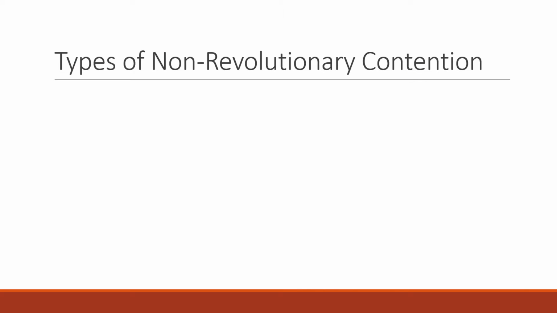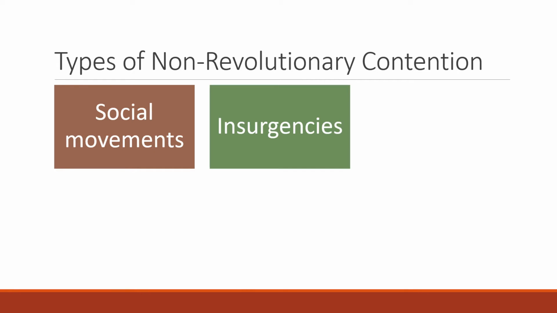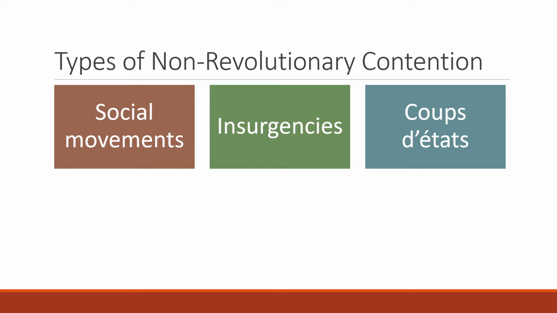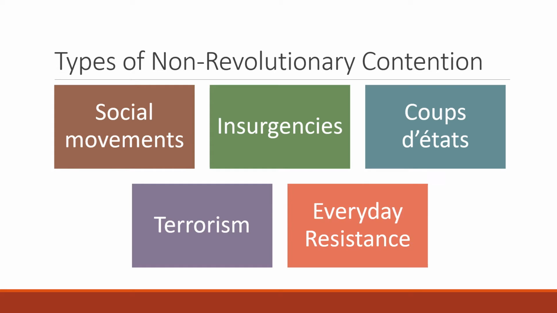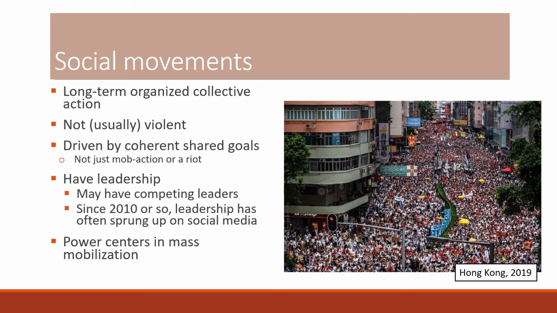Your textbook breaks down the category of non-revolutionary contention into 5 types: social movements, insurgencies, coup d'etat, terrorism, and everyday resistance. As with all these categories in comparative politics, we need to treat these as abstract types and recognize that most examples of real-life contention probably won't be easy to pigeonhole. Let's take a look at each of these categories in turn.